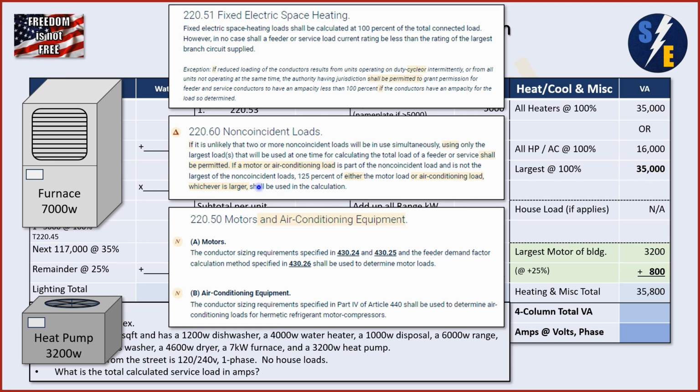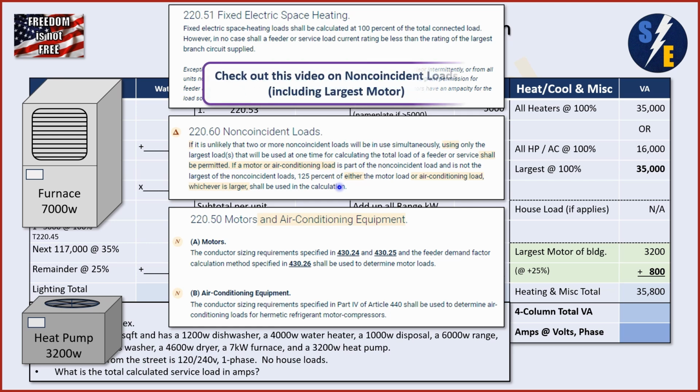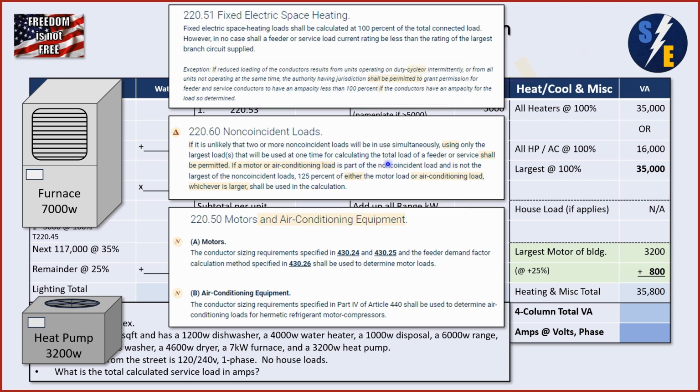Now I'm not going to go over the rest of this because this is the problem area of 220.60 that I talked about. And I discussed this in great length in my non-coincident load video. And that includes the largest motor, because they're so related. I have those in the same video, so check that out. And I'm going to move on.